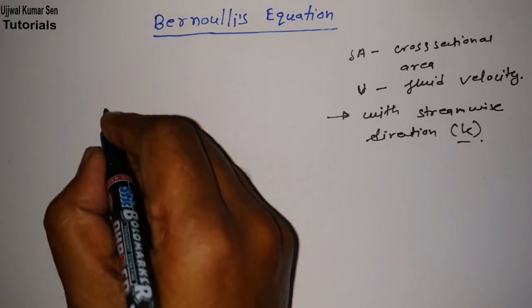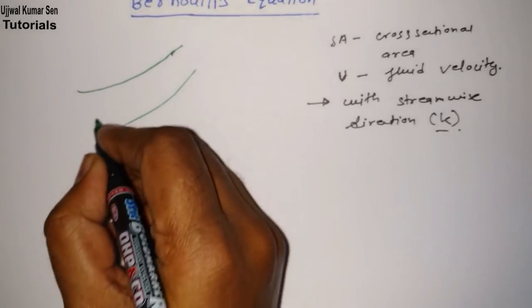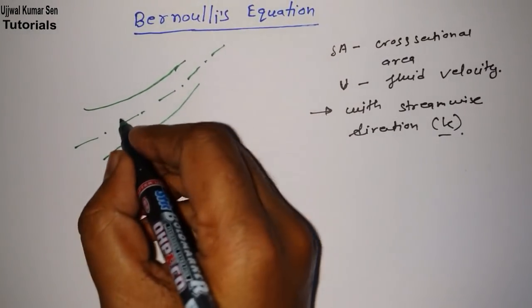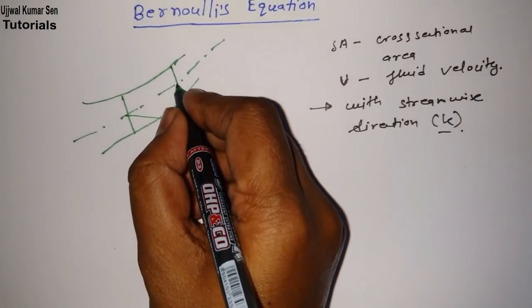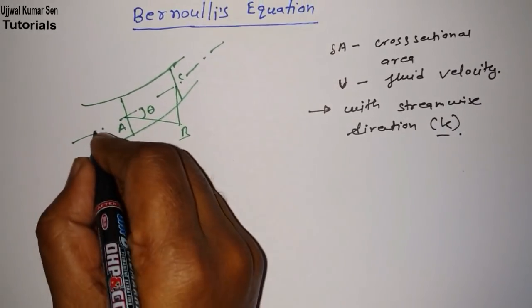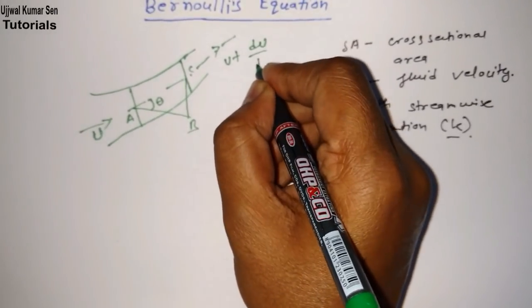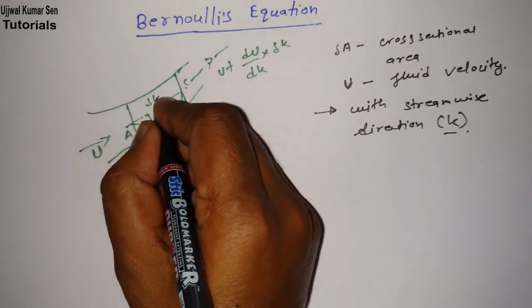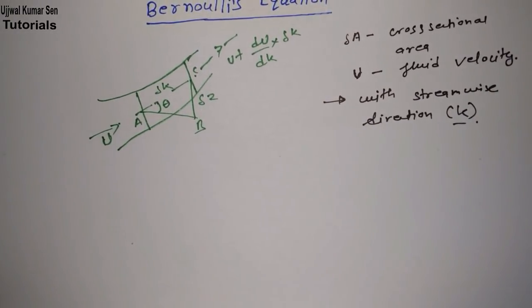Now we'll go for the diagram, which is really important from the derivation point of view. And this is its center line. Suppose that fluid is flowing through this pipe. So let's say this is theta, and A, B and C are triangles. Let's say this is u, the fluid velocity u, and this side is u plus du by dk into delta k. And this one is delta k, this is delta z. So these things you need to remember for this derivation, right?